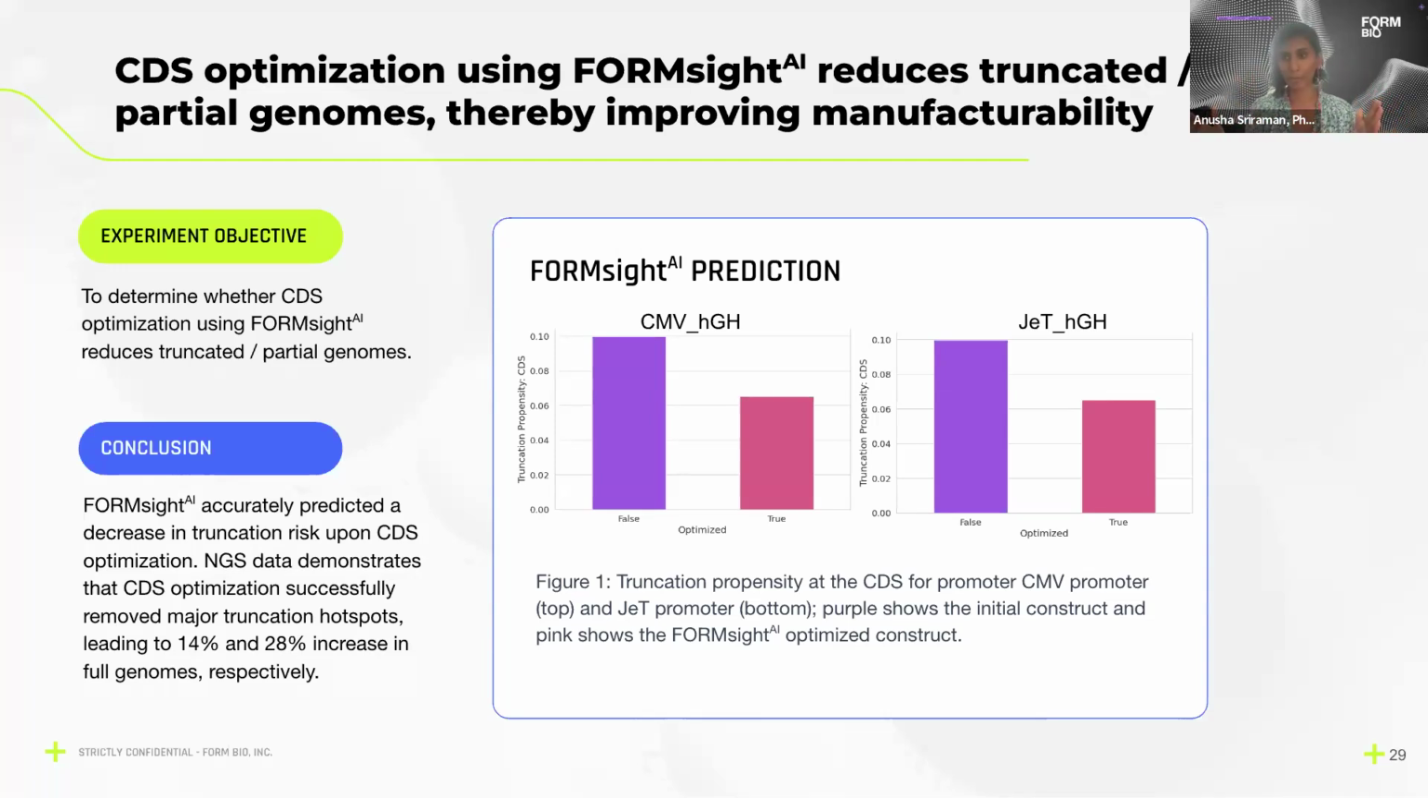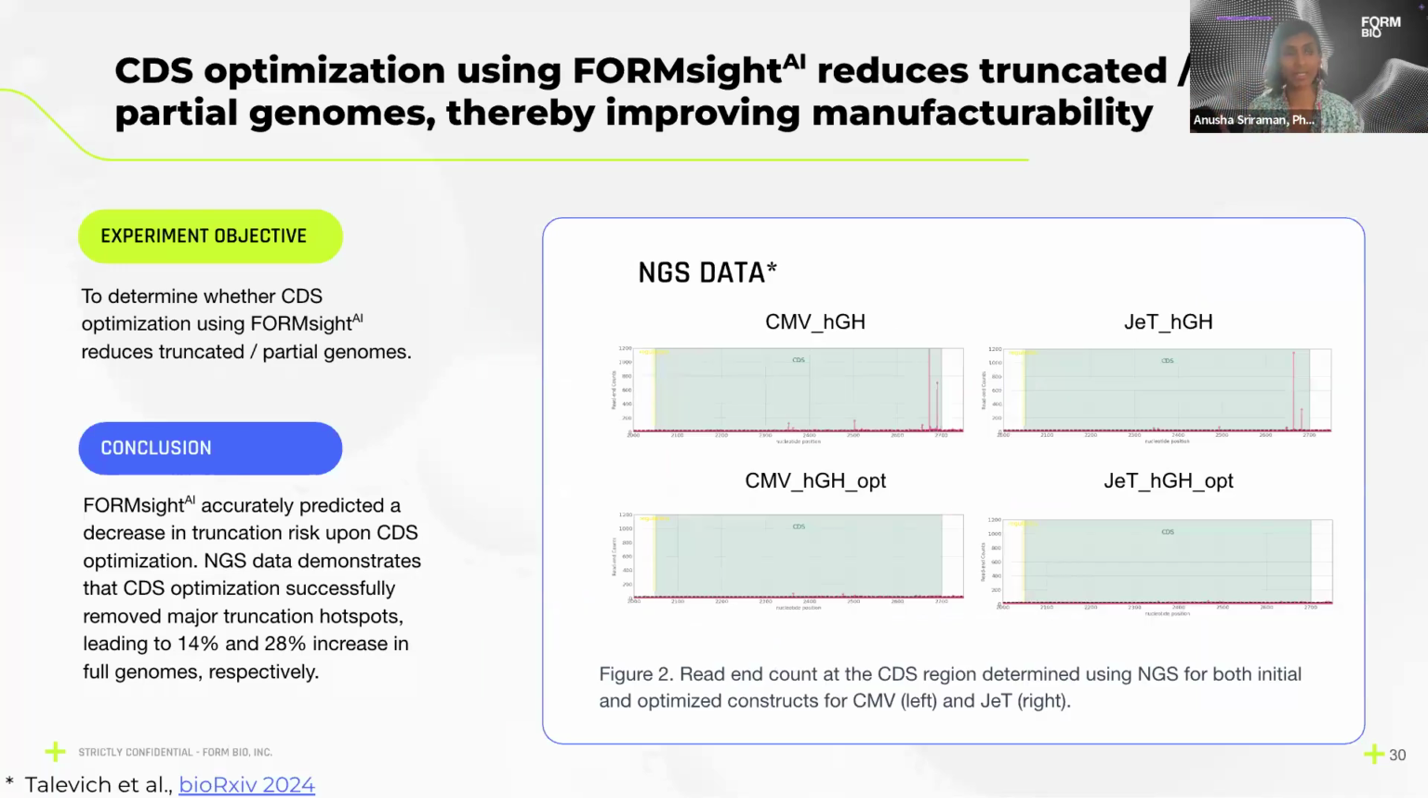Now, regardless of the promoter, what we see is that when we've optimized the coding sequence, there is a reduction in truncation risk. So it's indicating that the optimization is expected to remove some truncation peaks, thereby helping in overall manufacturability. We compared these predictions with actual NGS results, and here's what those look like.